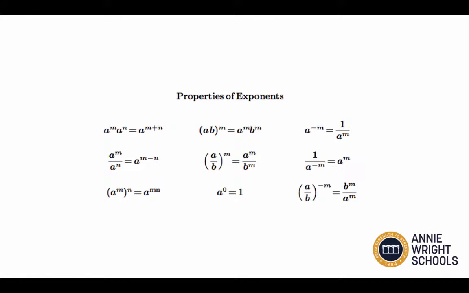So putting all these together, here are all the rules we've learned so far. When you multiply the same bases to different powers, you add the powers. When you divide them, you subtract. When you raise a power to a power, you multiply. When you raise a product to a power, the two individual factors get raised to the power. Same with a quotient. The individual dividends and divisors get the power. A to the 0 is 1. A to the negative m is 1 over A to the m. 1 over A to the negative m is A to the m. And then if you have a fraction raised to a negative power, the numerator and denominator flip and are raised to that positive power.